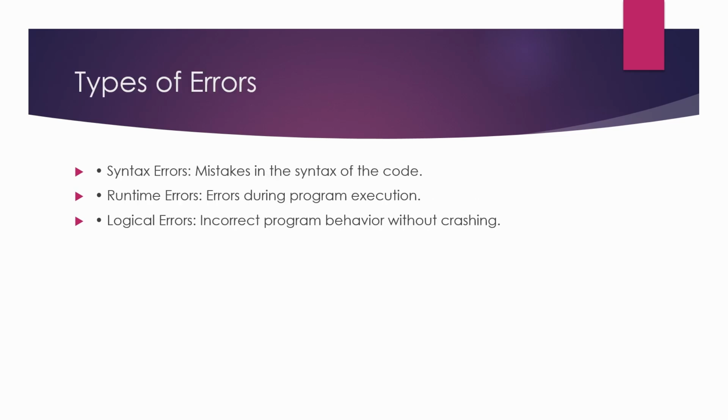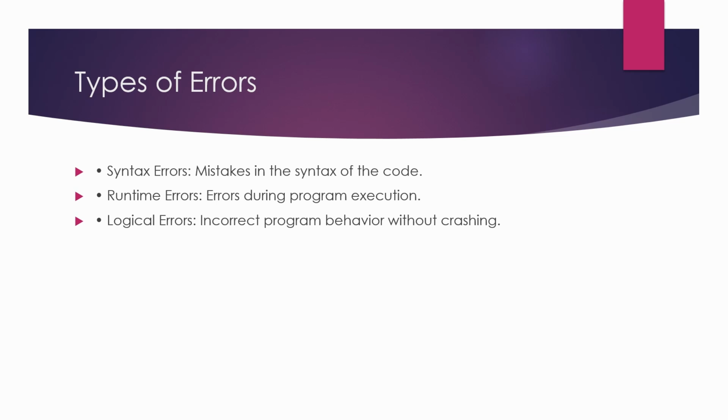Errors can be categorized into three main types: syntax errors, runtime errors, and logical errors. Syntax errors occur when the code does not follow the correct language rules, such as missing semicolons or misspelled keywords. These errors prevent the program from compiling.